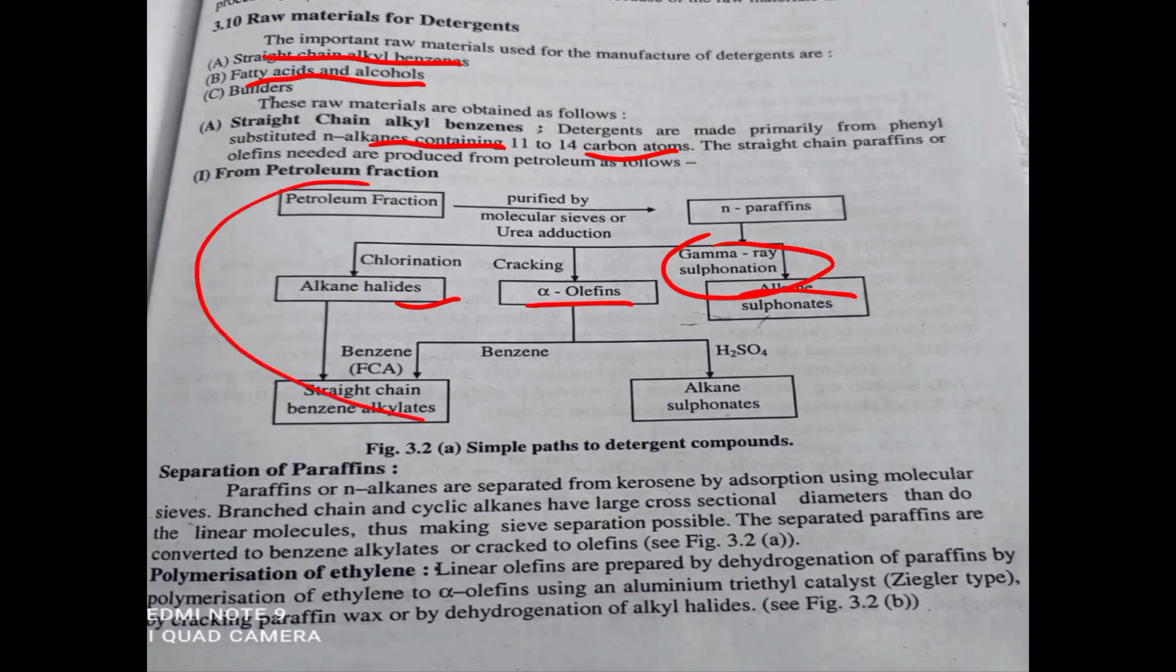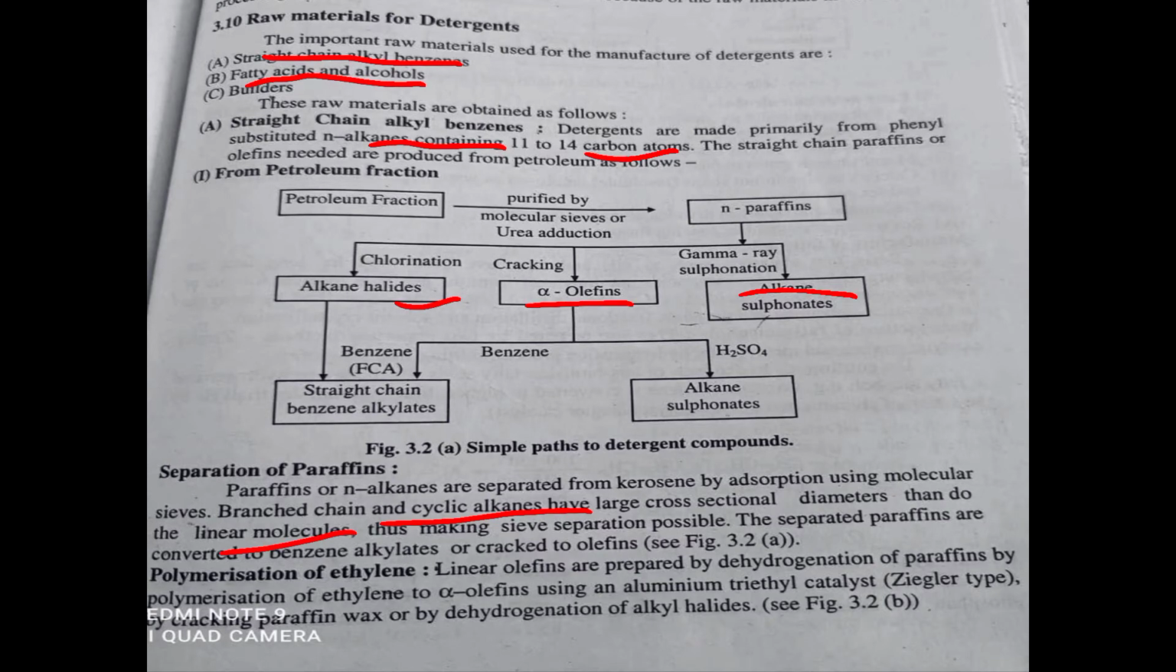sulfonate. So see this flow sheet chart. Okay, so see here, first one is separation of paraffin. So paraffin or n-alkane are separated from kerosene by adsorption using molecular sieve. Branch chain and cyclic alkanes have larger cross-sectional diameters than the linear molecule.